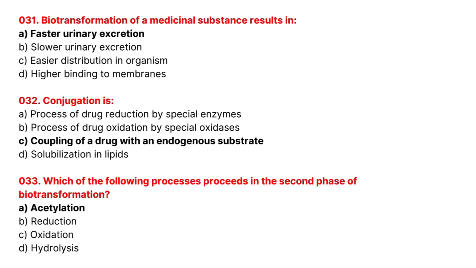32. Conjugation is A. Process of drug reduction by special enzymes. B. Process of drug oxidation by special oxidases. C. Coupling of a drug with an endogenous substrate. D. Solubilization in lipids. Answer is C.